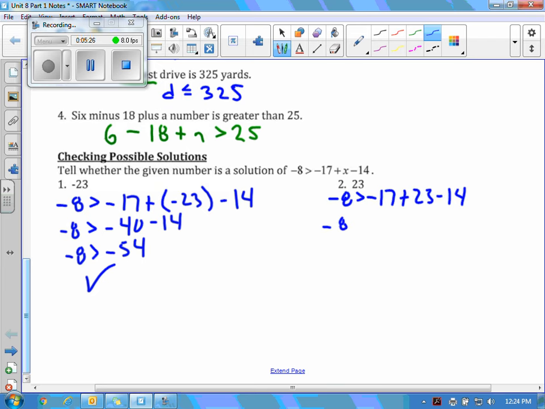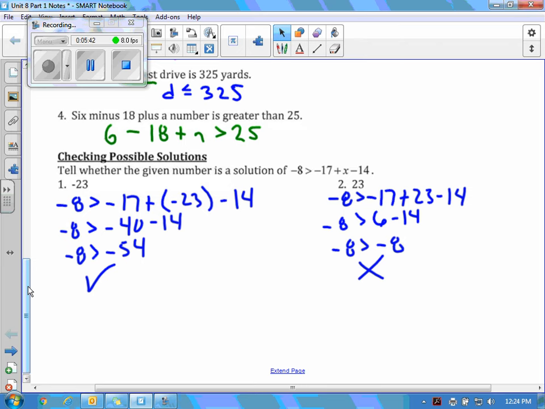So I need to work out everything on the right side. Negative 17 plus 23 is 6. 6 minus 14 is negative 8. So my inequality says negative 8 is greater than negative 8. That's not true. So 23 is not a solution.